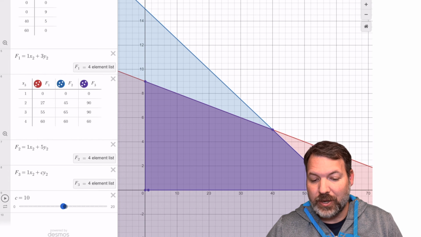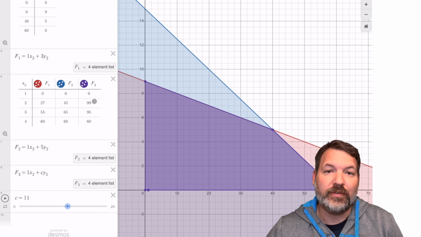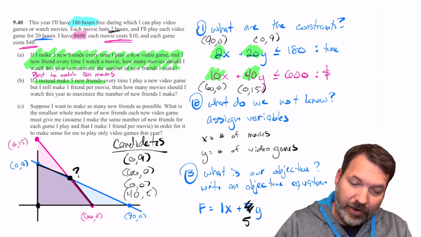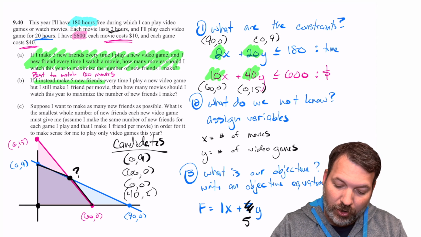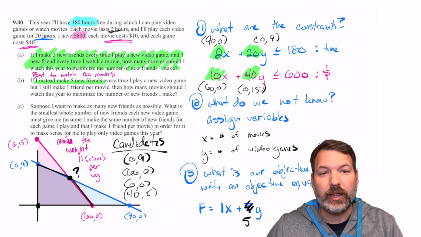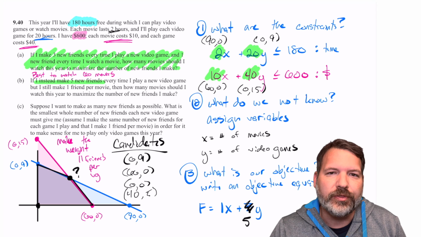If I bump it up to 10, however, you can see that these 2 rows are now equal. And finally at C equals 11, it's actually better for me if I just spend all my time on video games now. I promise this imaginary scenario is going to be the only time where it's best to spend all your time on video games. But the answer there, make the weight 11 friends per video game, something like that. Whew, long process. Okay, but that is how I would approach this question.